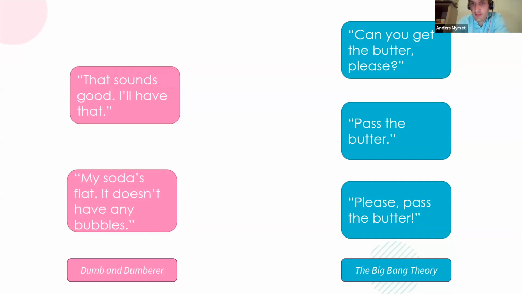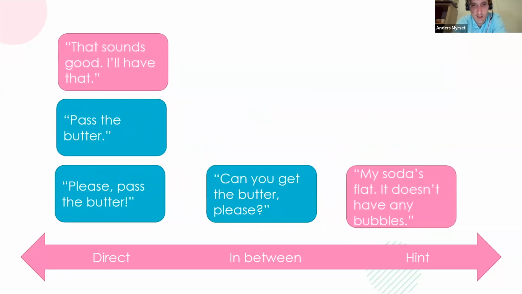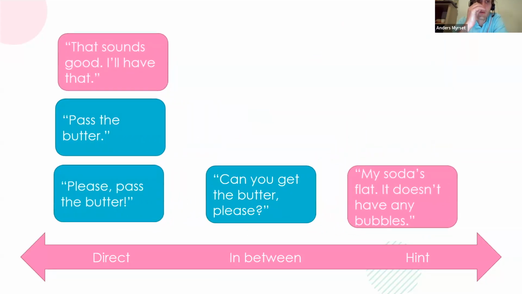And then this slide is actually from the slides with the learners. So we would put these up on the board, apart from this, the Dumb and Dumber and the Big Bang Theory at the bottom. And then we would show them this continuum and place these requests in relation to the directness level. So we have 3 direct requests here.